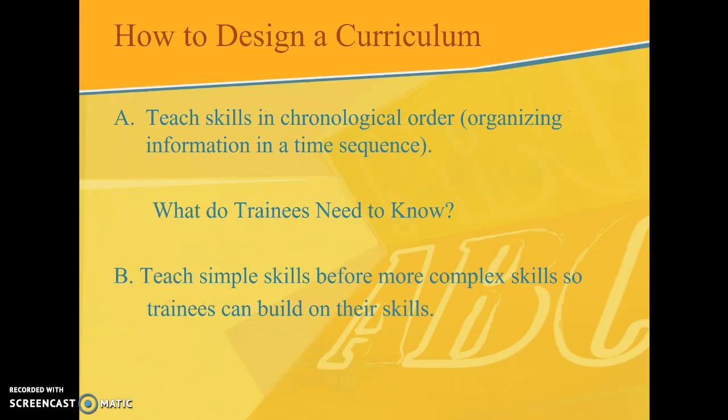You want to think, how do I teach a skill in chronological order? So let's say if I began this class talking about presentation skills, but I mentioned nothing about the purpose of training, the steps to create an effective training, that would not be the most efficient way to help you all design a curriculum. You need to think, what do trainees need to know? And what's the most important information, and how can I build upon that information?